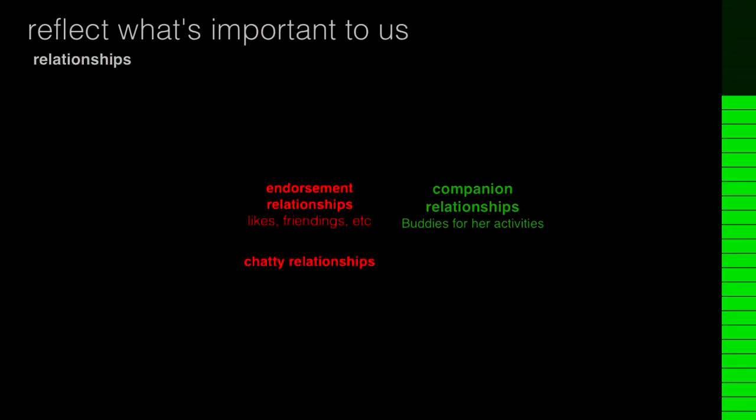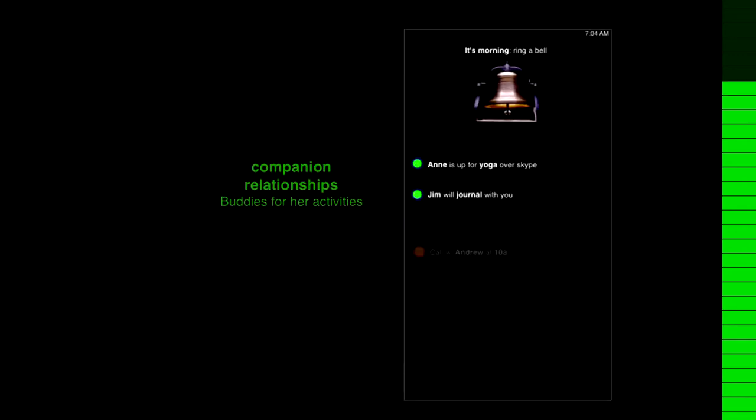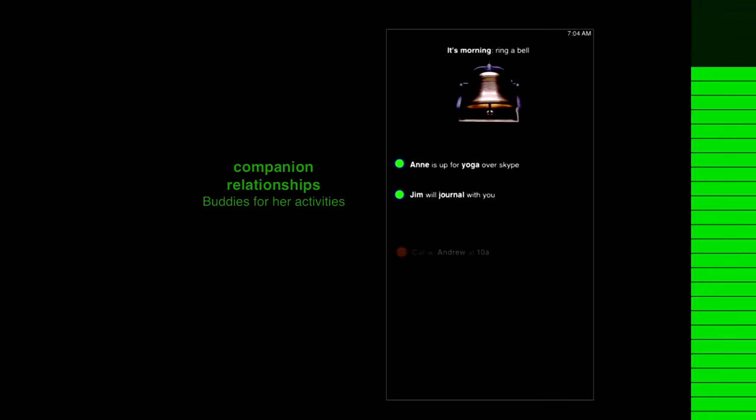If you want to do yoga, then maybe what you need is a companion. If that's the kind of relationship that's important to you in the morning, we can design a lock screen for that. Here I've made a new kind of notification, a notification that just alerts you about companions. Anne will do yoga with you over Skype, Jim will journal with you, maybe in Google Docs, that kind of thing.